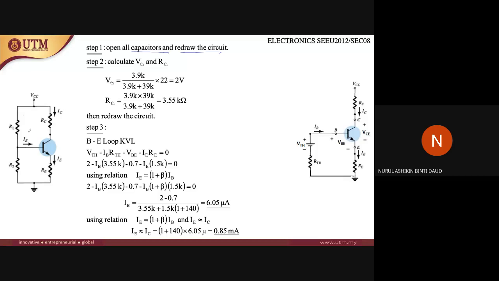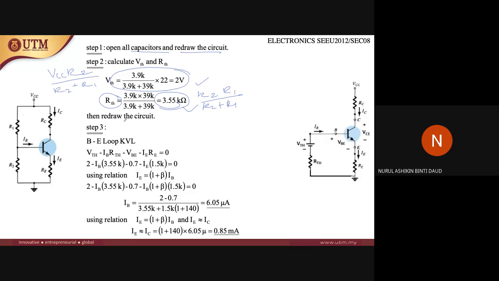So the VTH is VCC times R2 divided by R2 plus R1, if I'm not mistaken. So you will get this value for VTH. And then RTH is R1 times R2 divided by R2 plus R1. So you will get this value for RTH.